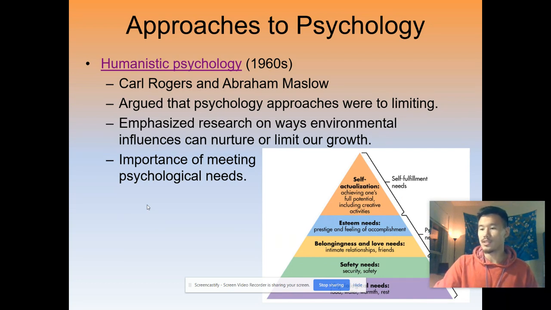Now we're going to move into humanistic psychology. So, humanistic psychologists such as Carl Rogers and Abraham Maslow found that Freudian psychology and behaviorism were too limiting. Rather than focusing on the meaning of early childhood memories or the learning of conditioned responses, humanistic psychologists drew attention to the way that environmental influences can nurture or limit our growth as human beings, and the importance of having our psychological needs met, such as love and acceptance.